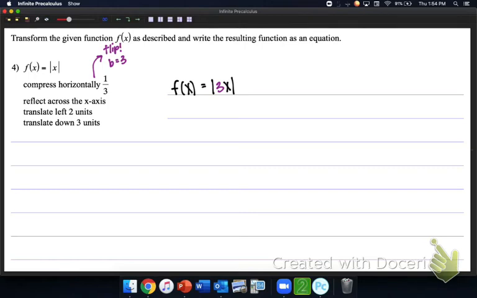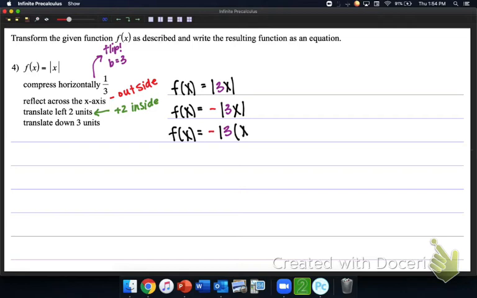Okay, reflect the x-axis. Well, that's a negative on the outside. So we're going to have f of x equals, we have all this stuff still, but then the negative is on the outside and the 3 from before is right there. Okay, and then we're going to move left 2, which means I'm going to have plus 2 inside. So f of x equals negative absolute value of 3. Now, this is where people are going to make mistakes. You have to put parentheses here. So that's x, and then we have the plus 2. Close the parentheses, and then close the absolute value. Okay, and then if we move down 3, that's a minus 3 outside. I'm not going to rewrite this. I'm just going to put minus 3 right here. Cool.